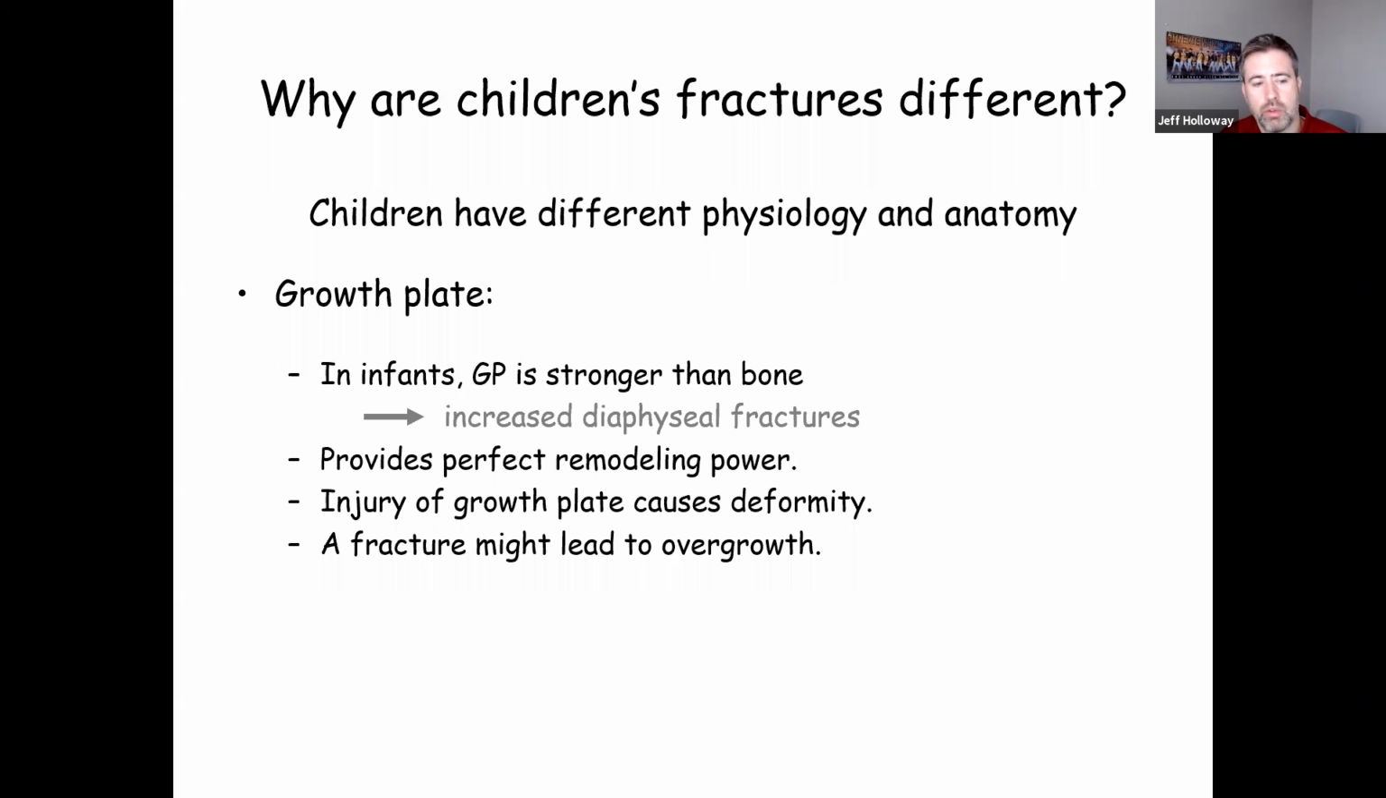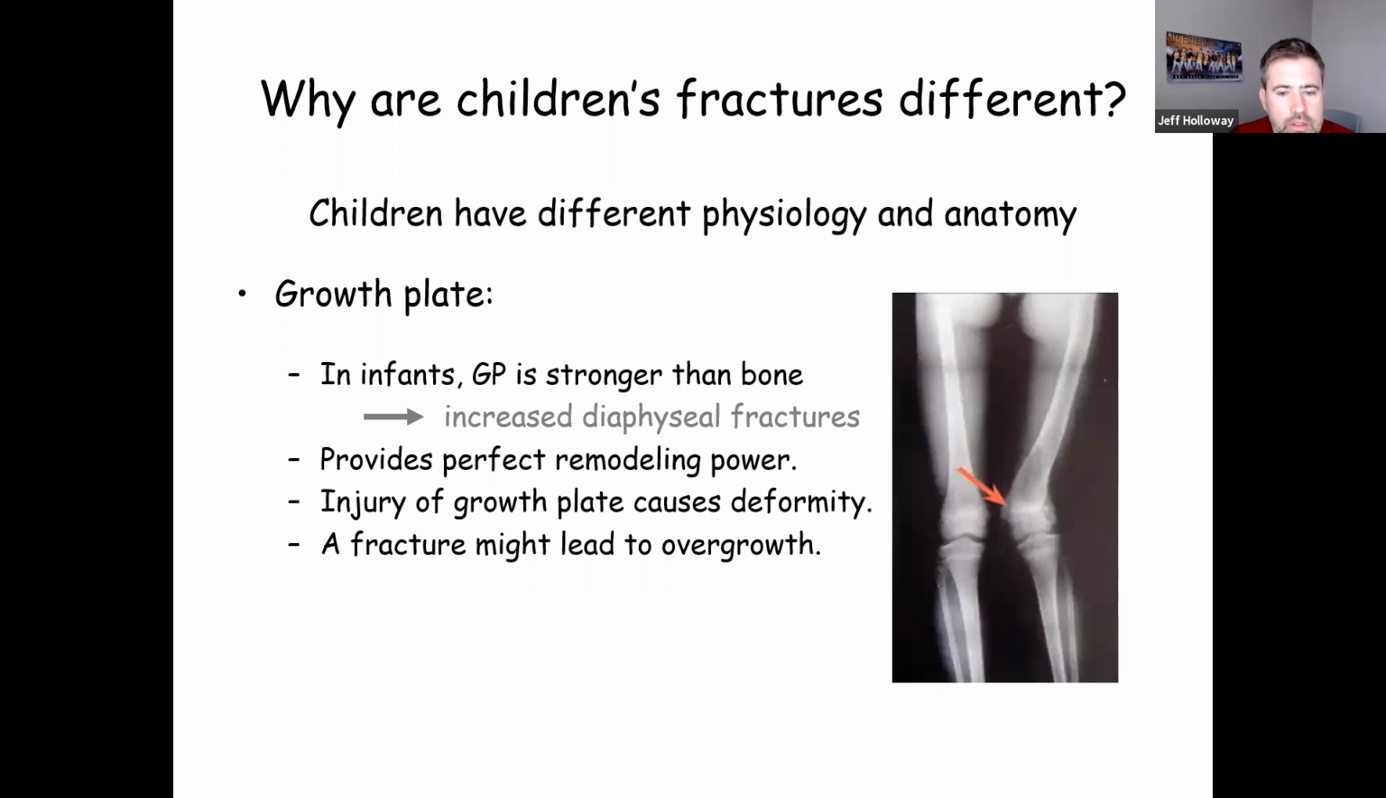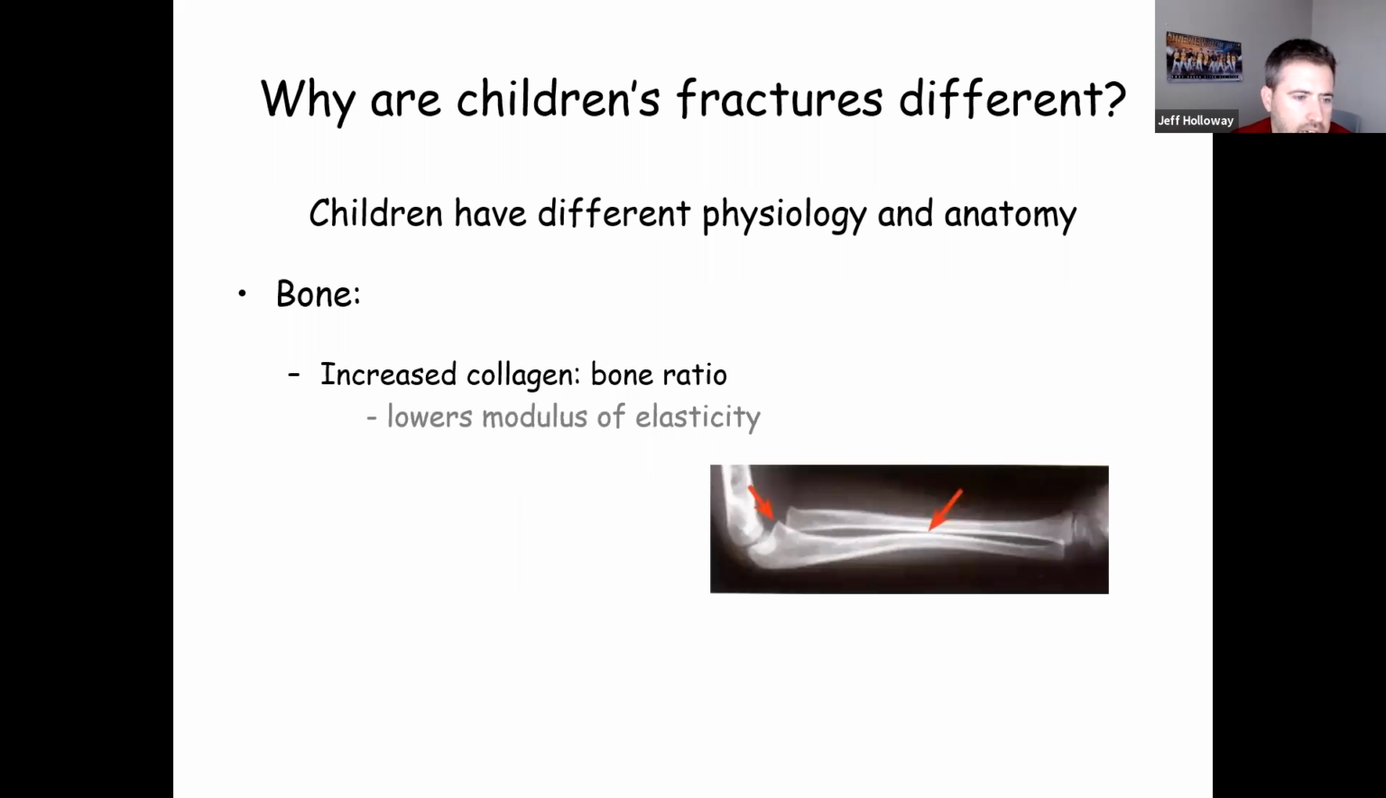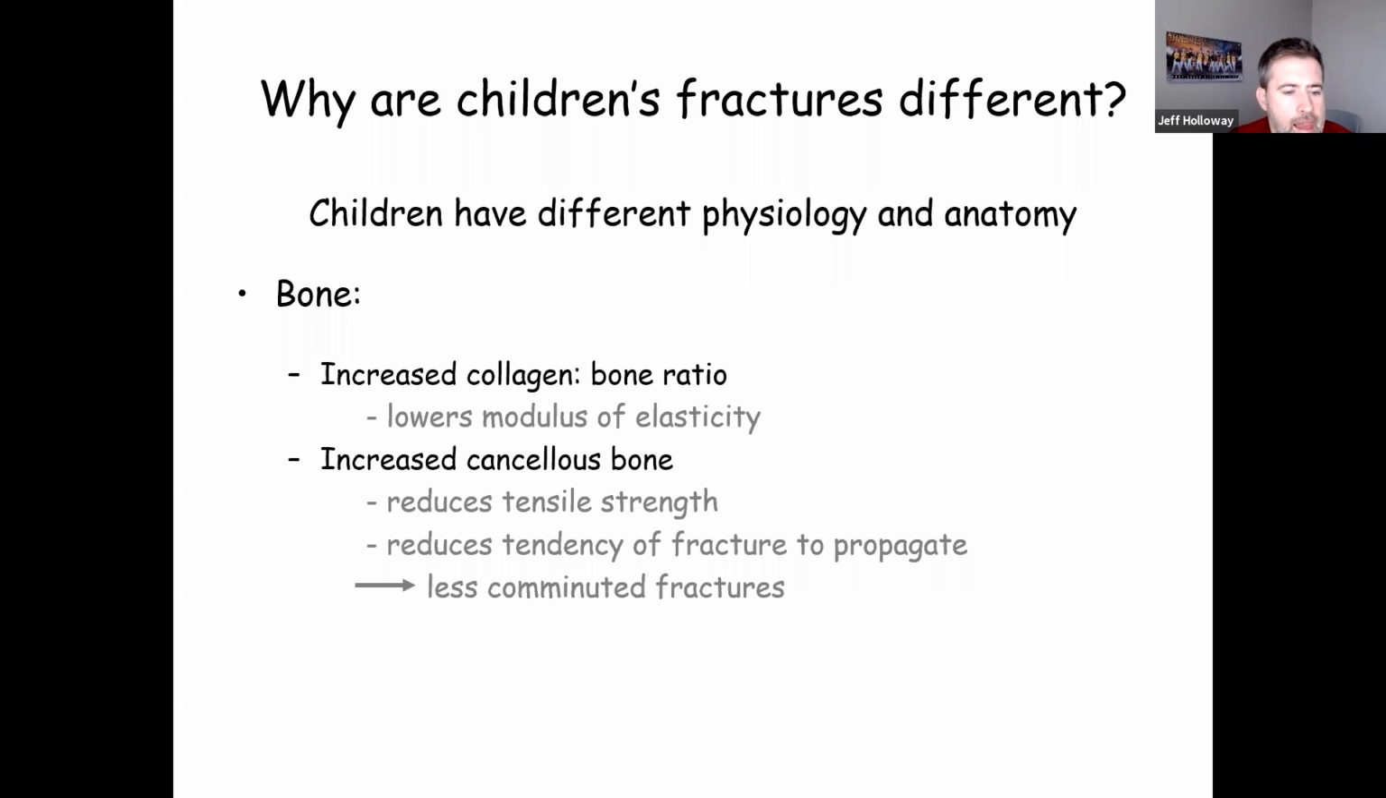And this is where growth plate injuries can cause deformity, and the fractures may lead to problems with the growth also. So that's where you get the growth plate almost slipping off. So that's one injury type. And then because of the increased changes in the bone ratio, sometimes you get more bending instead of breaking at times too, and we'll talk about that.